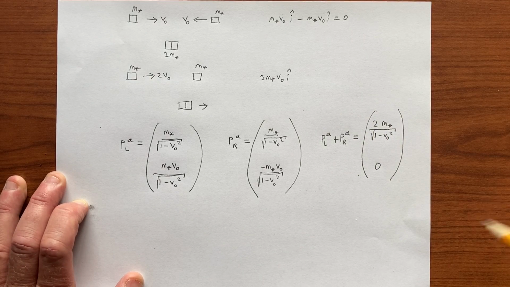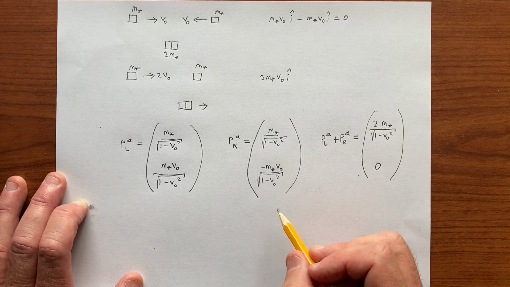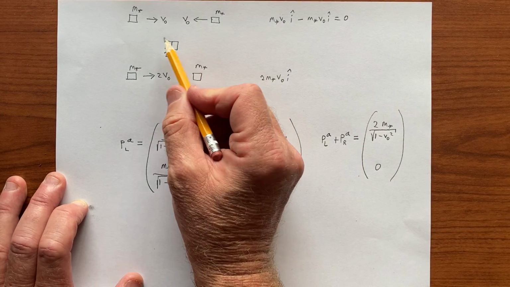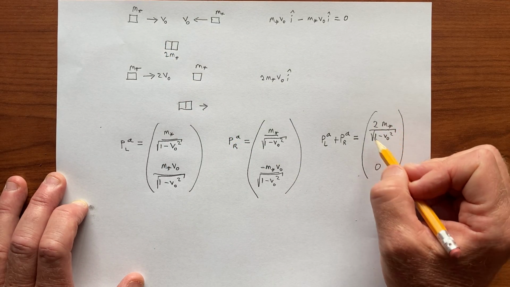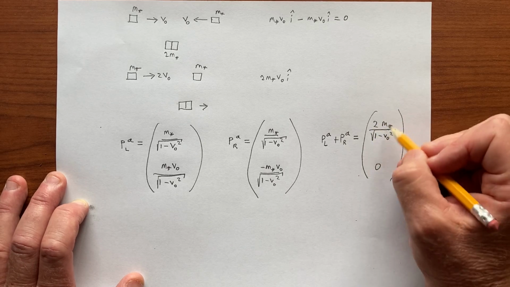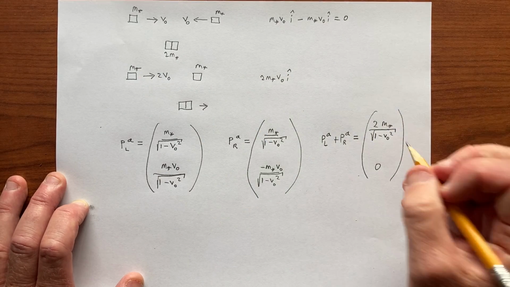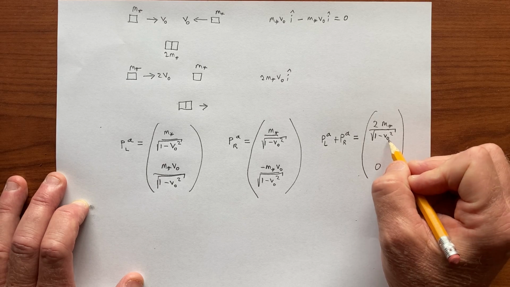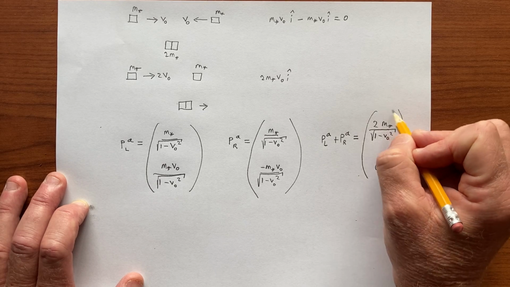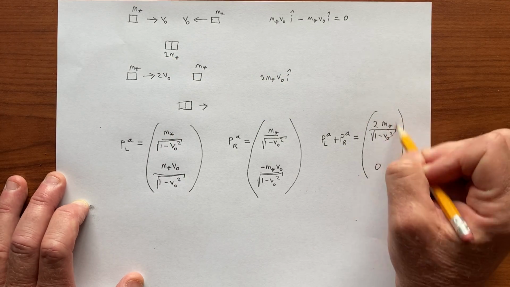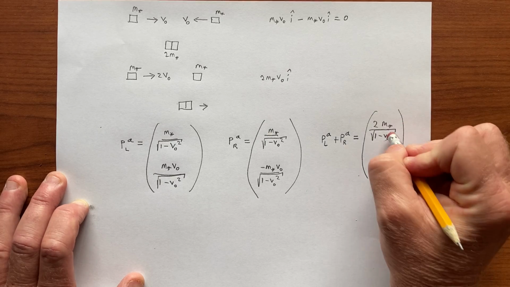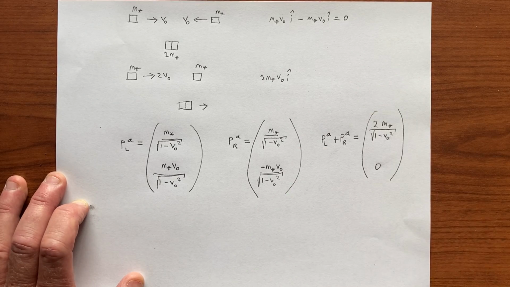And so we are in a frame where the newly formed object isn't moving, and so this entire thing is the rest mass of this new object. It's written in terms of some speed here, but the entire thing is just an object at rest with that rest mass. So the rest mass has increased and the momentum is 0. So that at least looks reasonable.